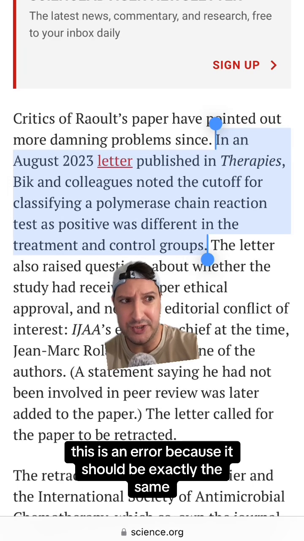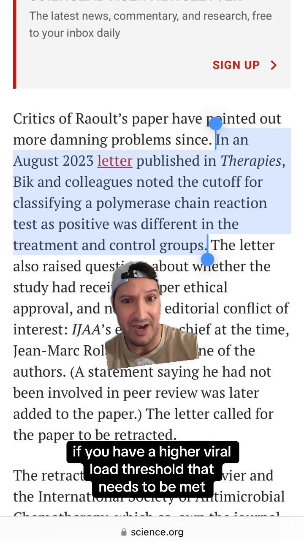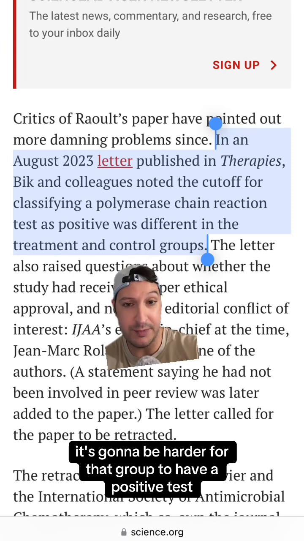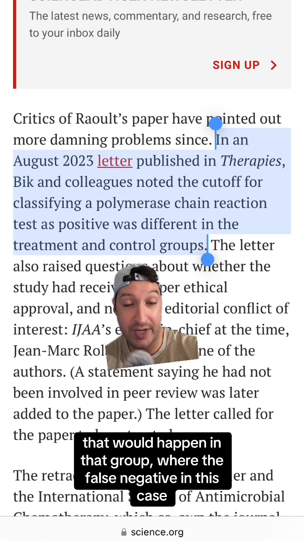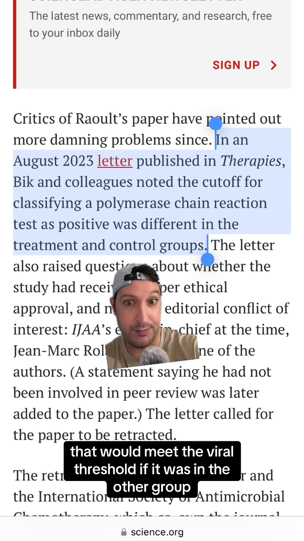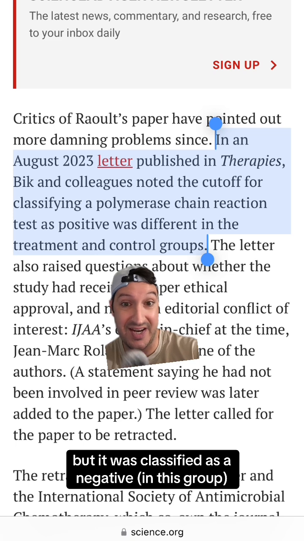This is an error because it should be exactly the same. If you have a higher viral load threshold that needs to be met, it's going to be harder for that group to have a positive test, which means that there would be a high degree of false negatives that would happen in that group. Or the false negative in this case would be a positive COVID test that would meet the viral threshold if it was in the other group, but it was classified as a negative.